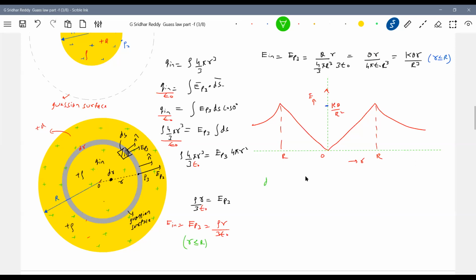I'll write it here. So dV equal to minus E bar dot dr bar. I'll write it, or E in.